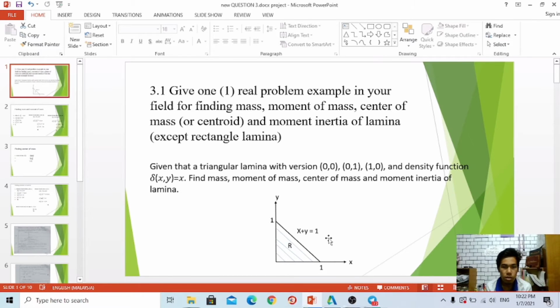We present question 3 in our project. Given a triangular lamina with vertices (0, 0), (0, 1), and (1, 0), and the density function delta(x, y) equals x, find the mass, moment of mass, center of mass, and moment of inertia of the lamina. Okay, this is the diagram.